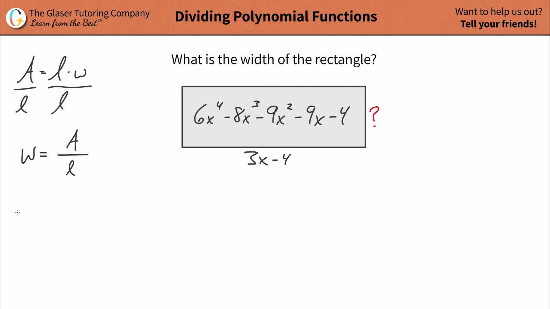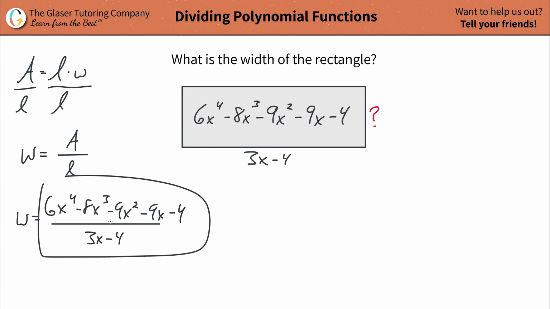Now, we do know the area and the length. They gave it to us. The area is going to be 6x to the fourth minus 8x cubed minus 9x squared minus 9x minus 4. And the length is going to be 3x minus 4. So now all I need to do is divide the polynomial up here by this 3x minus 4.